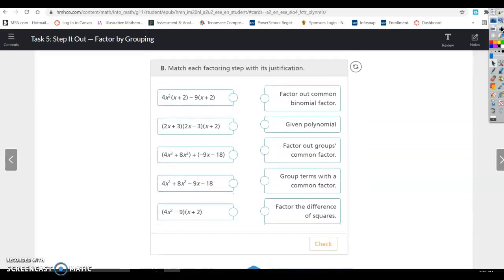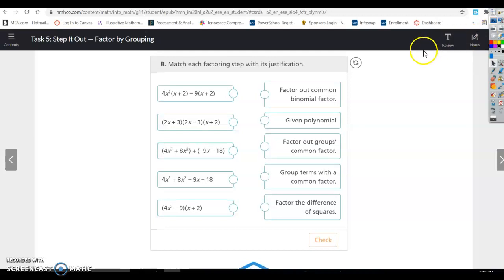This one says match each factoring step with its justification. All right, so it looks like this is the original problem. So let's go with given polynomial. All right, and then we need to say the next step would be to group them using parentheses. So that would be this. So I guess that is the group terms with a common factor. And then beyond that, we are going to factor out the greatest common factor of each binomial.